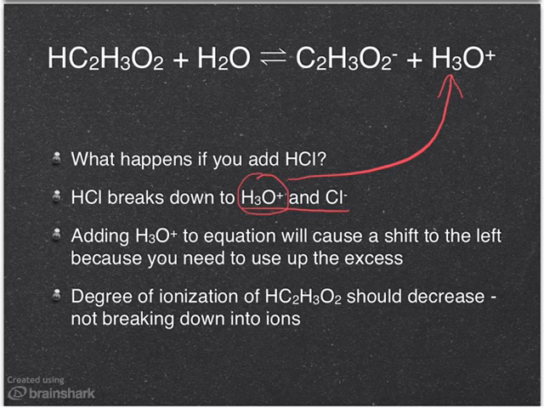So if you're adding more and more H3O plus to this particular ionization taking place, going back to Le Chatelier's principle, which basically says if you add a substance to something that's already at equilibrium, it's going to shift to use it up. In this case, this is going to shift to use up that excess H3O plus, so it's going to shift to the left to do that. Because it's shifting to the left, that means the degree of ionization of HC2H3O2 should decrease, because it's no longer breaking down in water, because that H3O plus is keeping it from breaking down in water. So it will decrease.